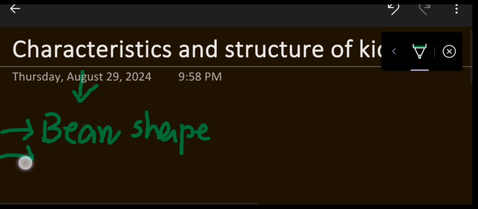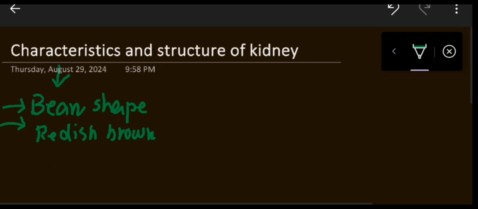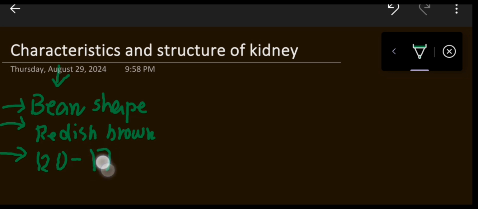Then the second characteristic: the color of the kidney is reddish brown. Then the third characteristic is the weight of the kidney. The weight of the kidney is around 120 to 170 grams. Remember, 120 to 170 grams.